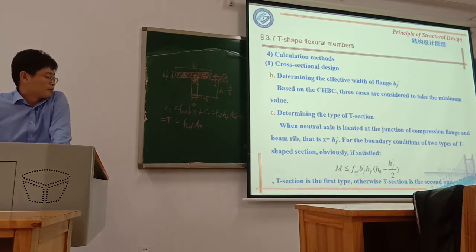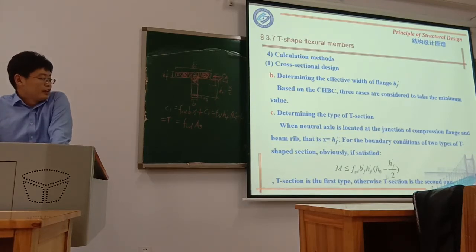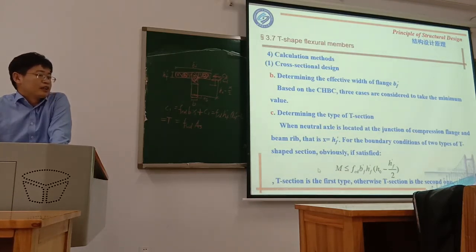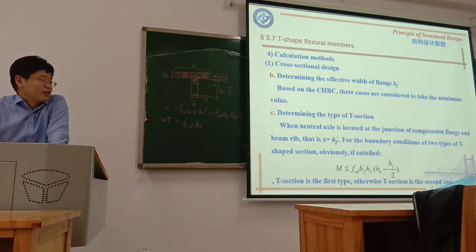So we use this formula. Suppose x equals hf prime, then the moment induced by the compression force we can calculate using this formula and compare this M with MD. If this M is smaller than MD, it belongs to the first type or second type.